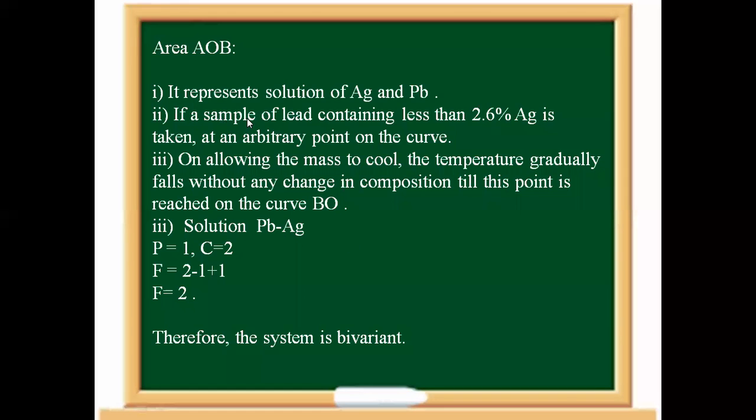Because, for example, if a sample of lead containing less than 2.6% silver is taken, somewhere maybe on the curve OB, what will happen? On allowing the mass to cool, definitely the temperature will drop, but there won't be any change in composition till this point is reached on the curve BO. I'm sure जो मैंने आपको बोला वो नहीं समझा, correct? अब मैं आपको ये डायग्राम में दिखाती हूँ.